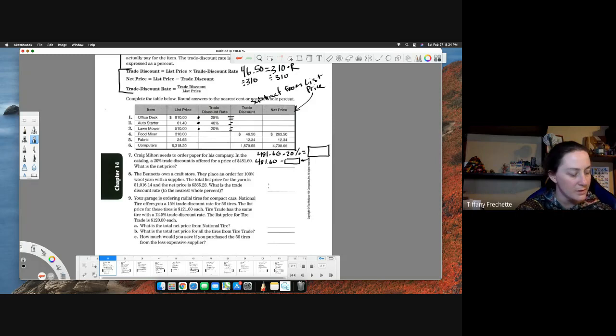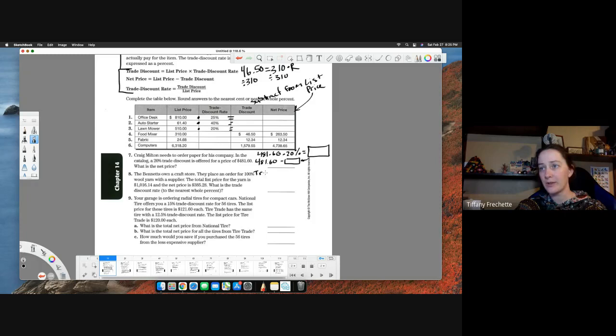The Bennetts own a craft store. They place an order for 100% wool yarn with a supplier. The total list price for the yarn is $1,016.14, and the net price is $385.28. What is the trade discount rate to the nearest whole percent? So remember, this is kind of going backwards a little bit. We have the net price.